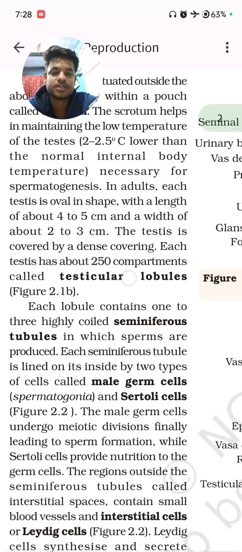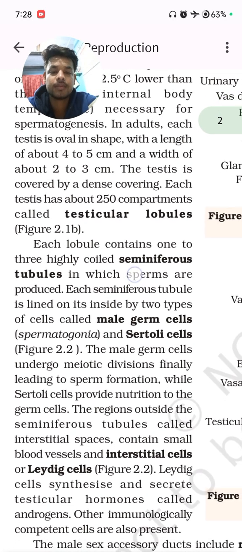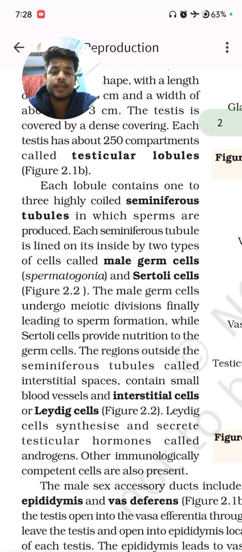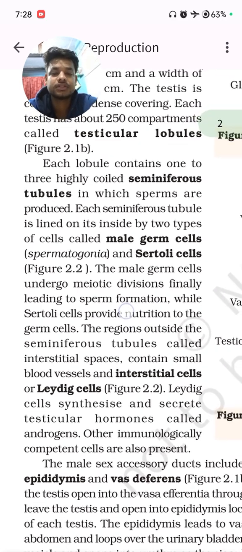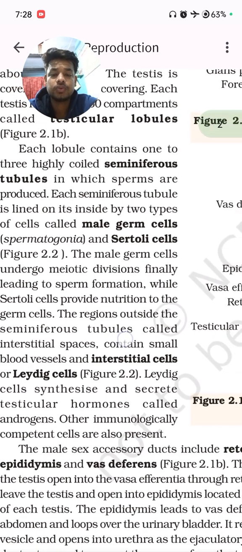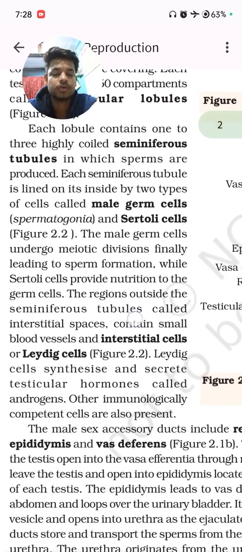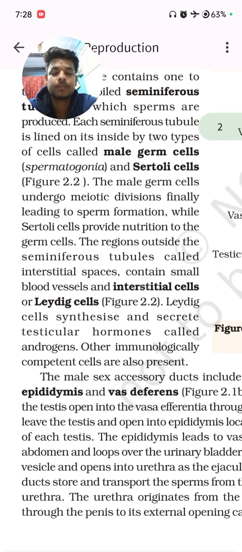The testis is covered by a dense covering. Each testis has about 250 compartments called testicular lobules, Figure 2.1b. Each lobule contains 1 to 3 highly coiled seminiferous tubules in which the sperms are produced. Each seminiferous tubule is lined on its inside by two types of cells called male germ cells, spermatogonia, and Sertoli cells, Figure 2.2. The male germ cells undergo meiotic division, finally leading to sperm formation, while the Sertoli cells provide nutrition to the germ cells.